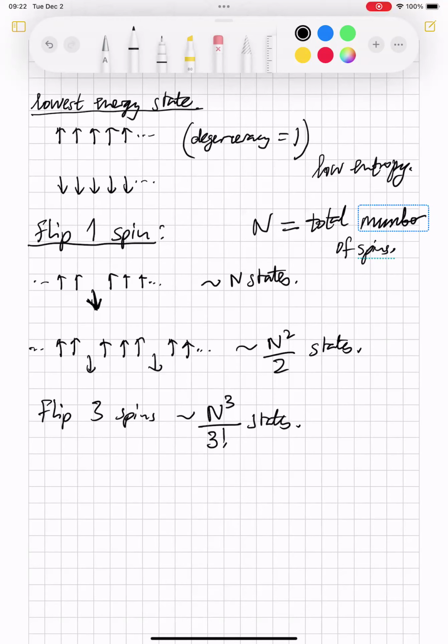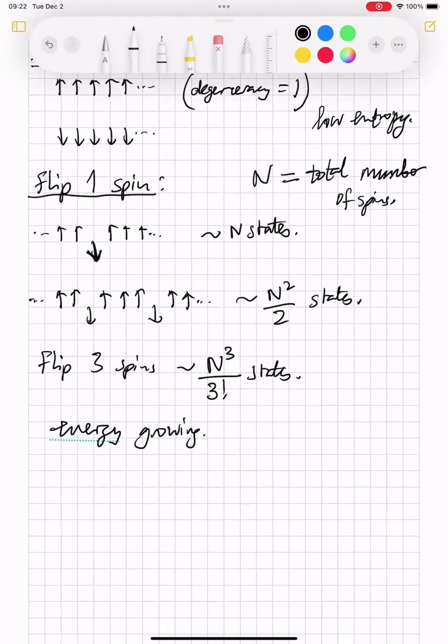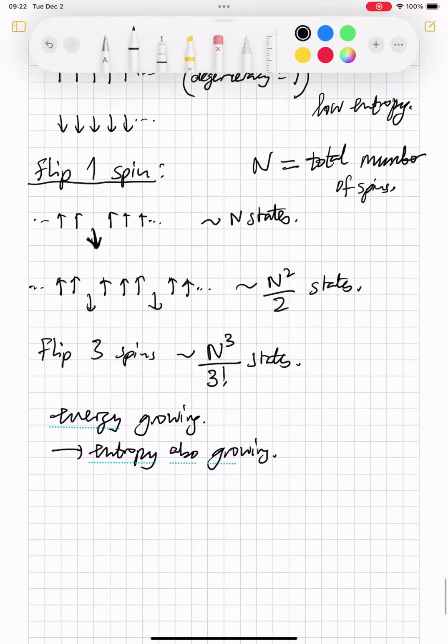Now, what you see is the energy is growing because every time we flip a spin, we add some energy to the state. But the other thing that's happened, we had one state, then we had n states, then n squared over 2, then n cubed over 6. So this means that the entropy is also growing. Okay, so this is how the state starts to behave.